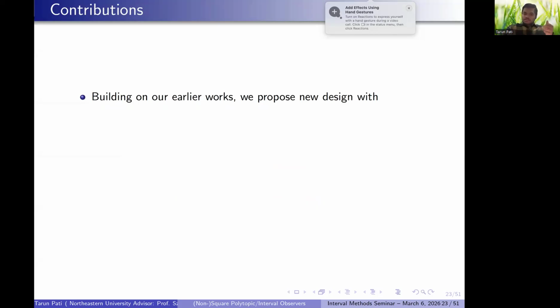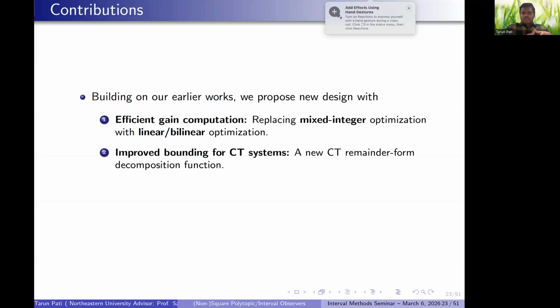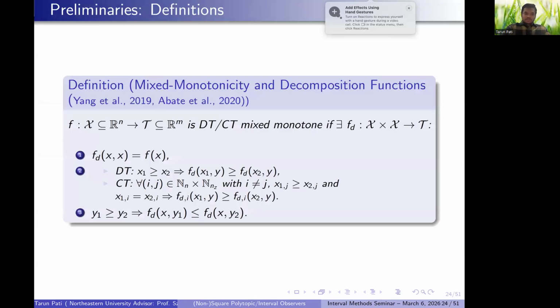So building on an earlier work, we propose a new design with efficient gain computation. By efficient, we mean that we are replacing mixed integer optimization with either linear or bilinear optimization. So they are easier and faster to solve, and more solvers are applicable. And also, we want to introduce a new improved bounding for continuous time systems using a continuous time remainder form decomposition function that we proposed in this work. So we also finally want to validate our results using certain case studies.